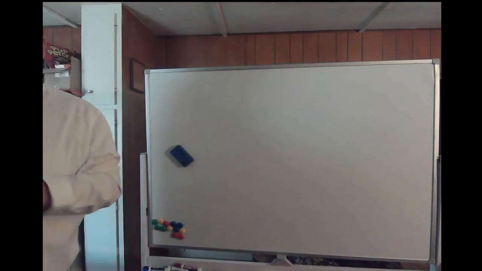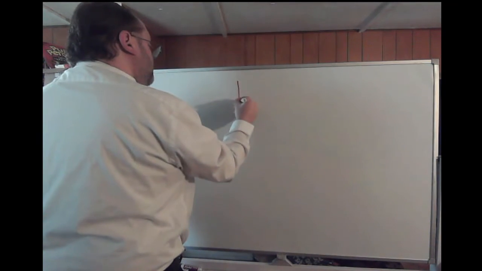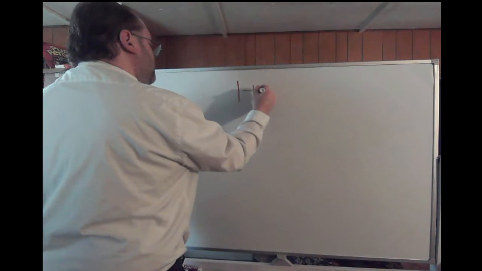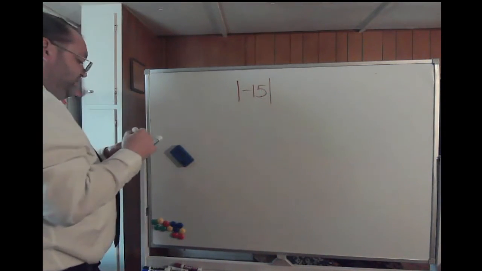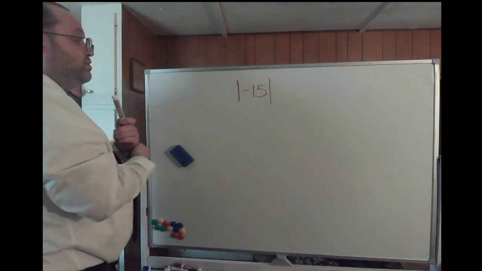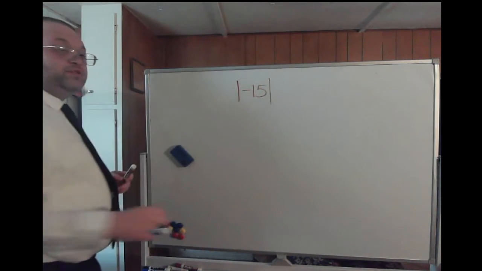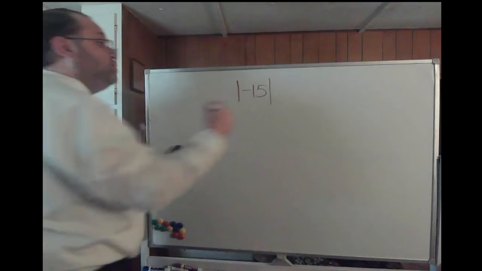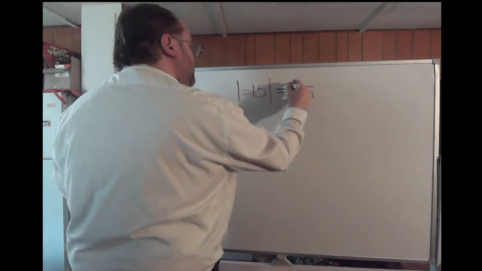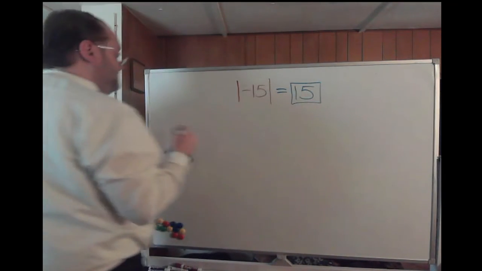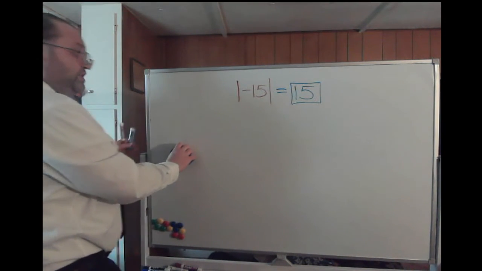Let's do some brief review of absolute values. So, towards the end of Basic Math 2, we did absolute values. So we have the absolute value of negative 15. The key thing to remember is, inside the absolute value, whether it's positive or negative, you will always get a positive result. So the absolute value of negative 15 is positive 15.